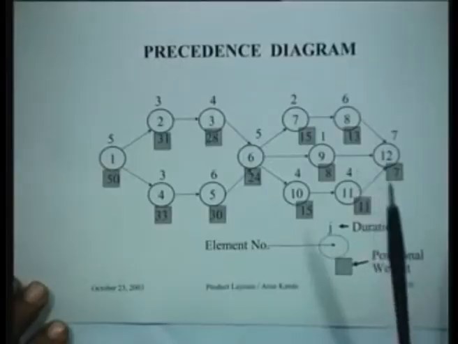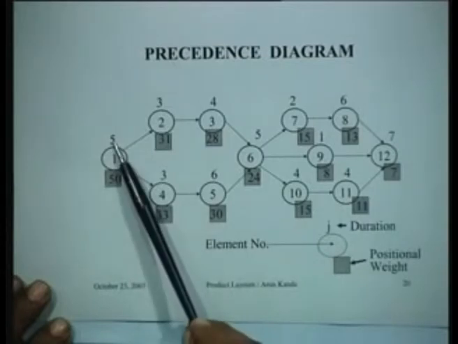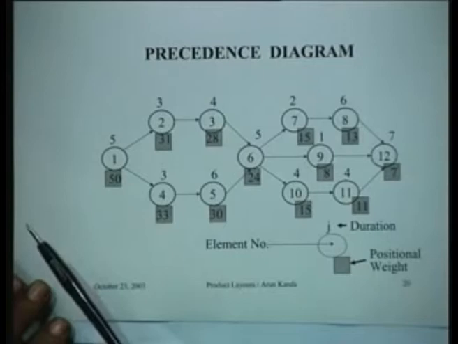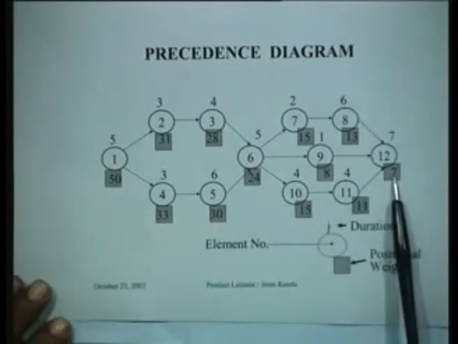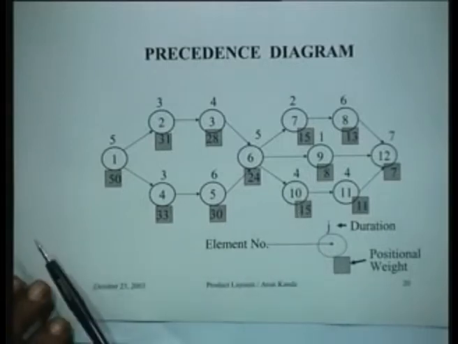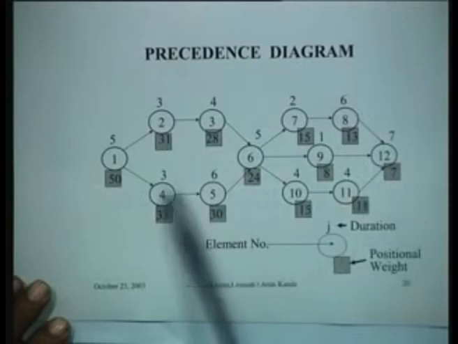What you notice in this precedence diagram is that it's the same precedence diagram that we had. The times are shown on top of each operation, but the figures available in the squares at the bottom are the positional weights. Now let's look at them. You start calculating the positional weights from the back.